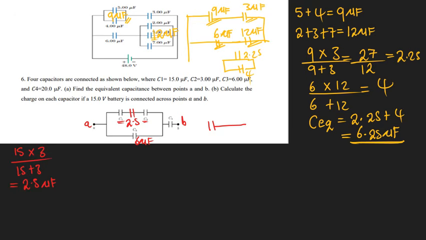This is going to be 2.5 plus 6, which is going to be like 8.5 microfarad. So we're going to have 8.5 here. Now remember, we also have C4. C4 is 20 microfarad.